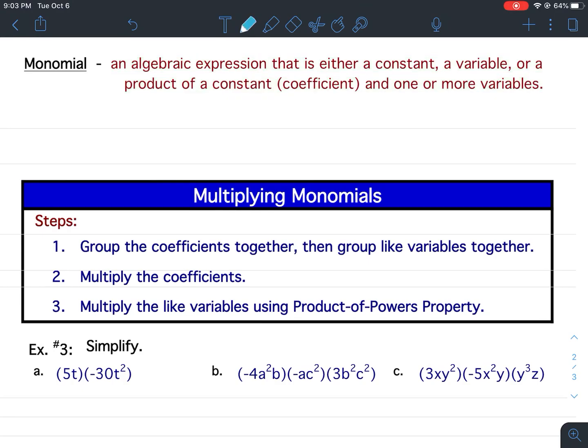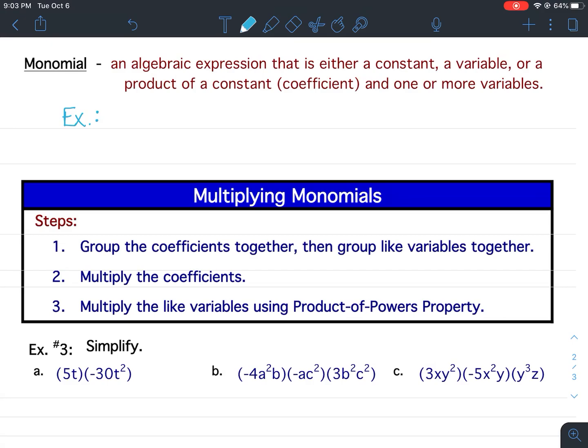Okay, a monomial is an algebraic expression that is either a constant, a variable, or a product of a constant, which would be the coefficient, and one or more variables. So here are some examples of a monomial. Well, if the monomial was just a constant, that would be like 5 or 2 or something. Just a variable would be x or y. But I'm going to give you examples of a product of a constant and a variable.